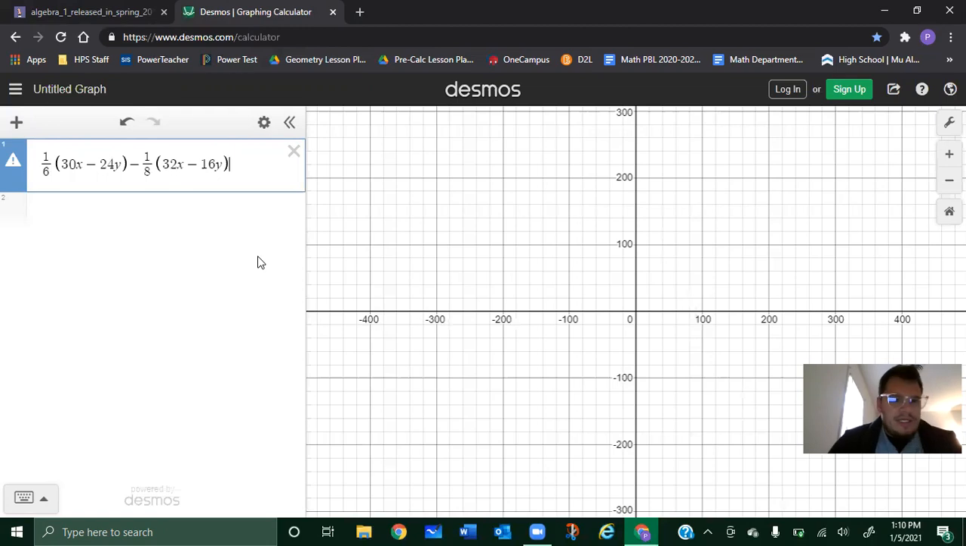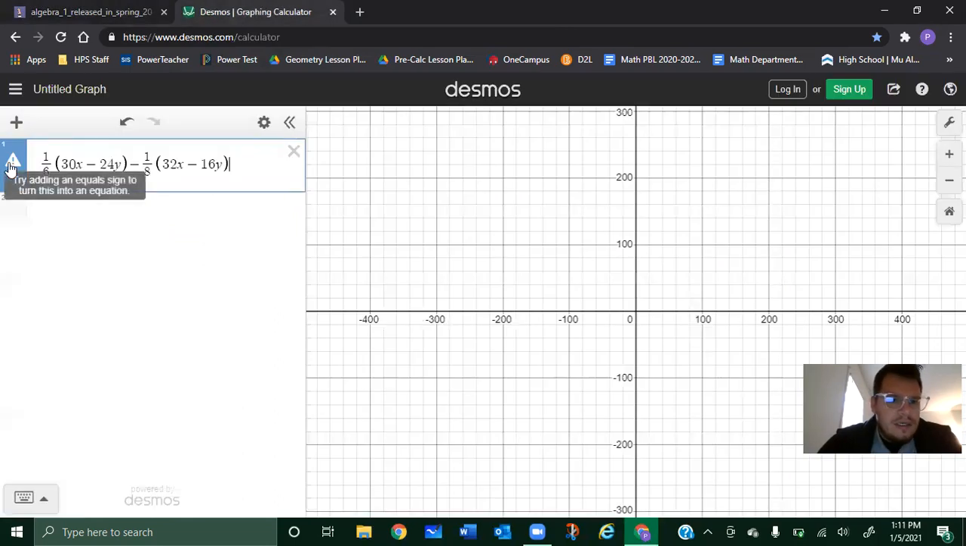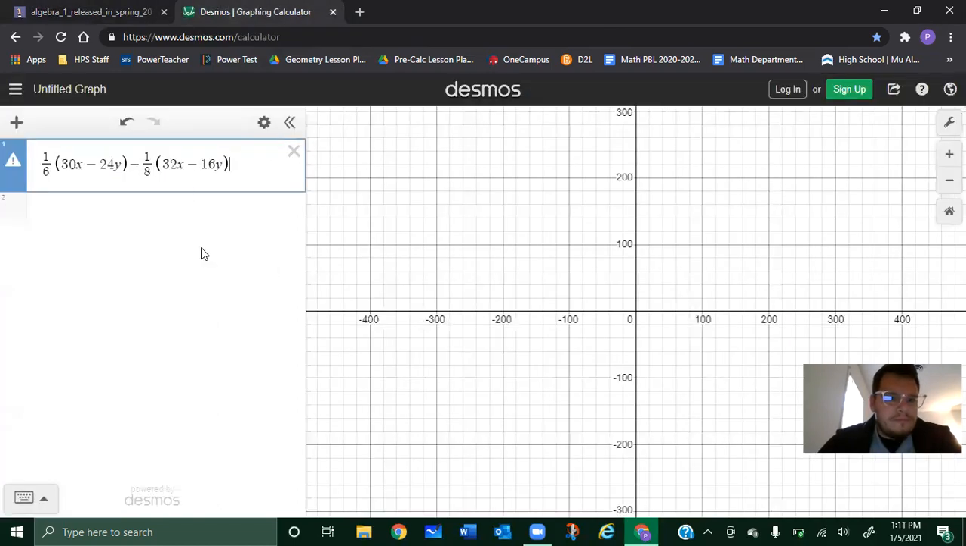So now you could see that there's a problem here. I typed everything in just like the original, and there's a problem. It says, try adding an equal sign to turning this into an equation. Well, I don't want to do that. This was not an equation. It says which expression. The problem here, and remember I said sometimes it gets a little more complicated. This is one time.